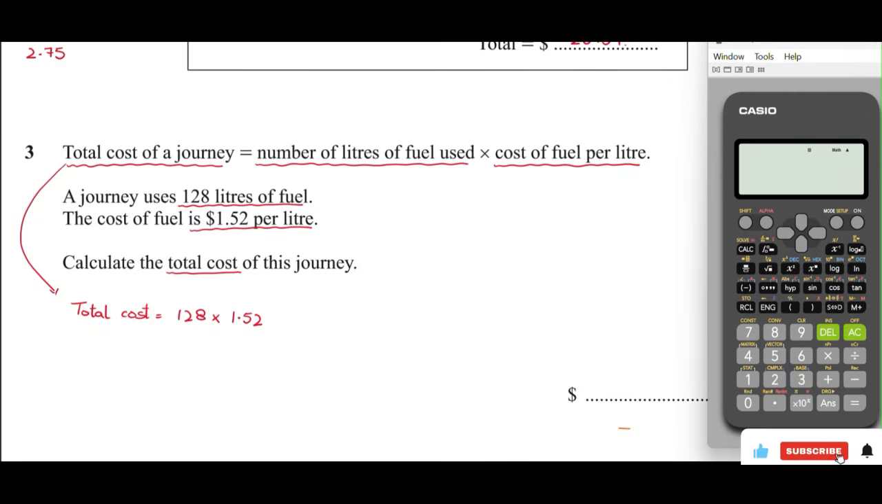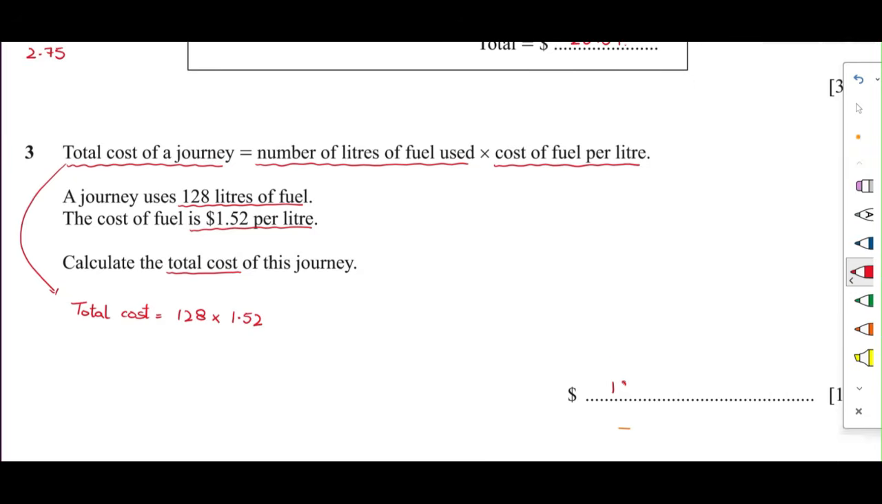Okay, let me use a calculator. 128 multiplied by 1.52. This is 194.56. 194.56, this is the cost.